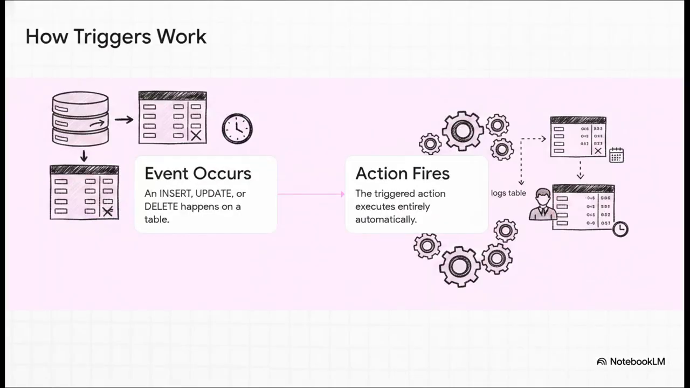And then we have triggers. I love these. They are purely chronological cause and effect engines. Step 1, a specific event occurs on a table, like an insert, update, or delete. Step 2, a triggered action executes entirely automatically in response. For example, you can set a trigger so that the exact moment a new employee is inserted into the database, it automatically fires off an insert into a completely separate logs table with a timestamp. The database just manages its own bookkeeping.